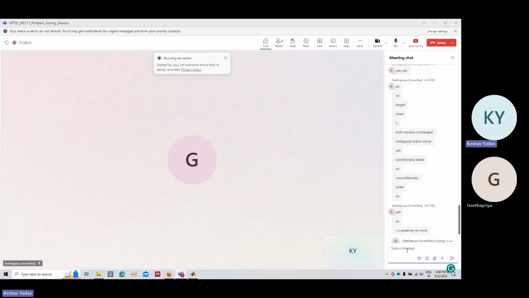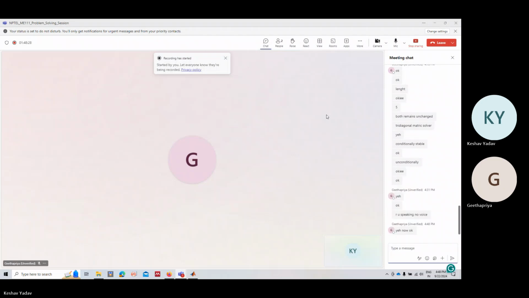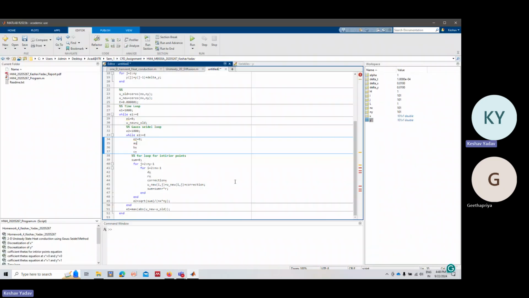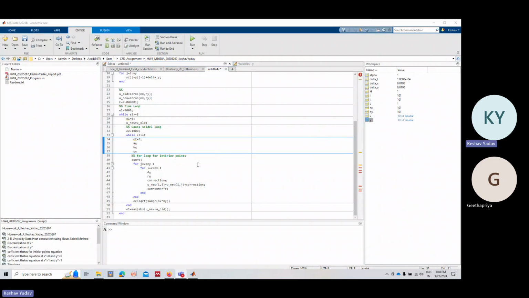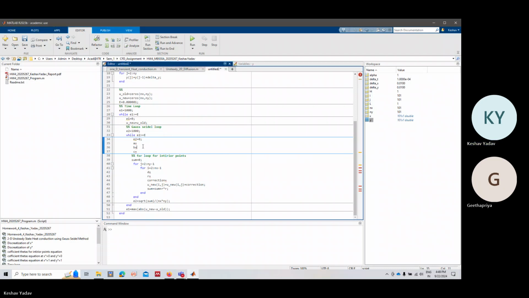Okay, so I'm audible. Now we need to define what? We need to define this A, C, D, R. So we will go to our notes and see what is the value of A.